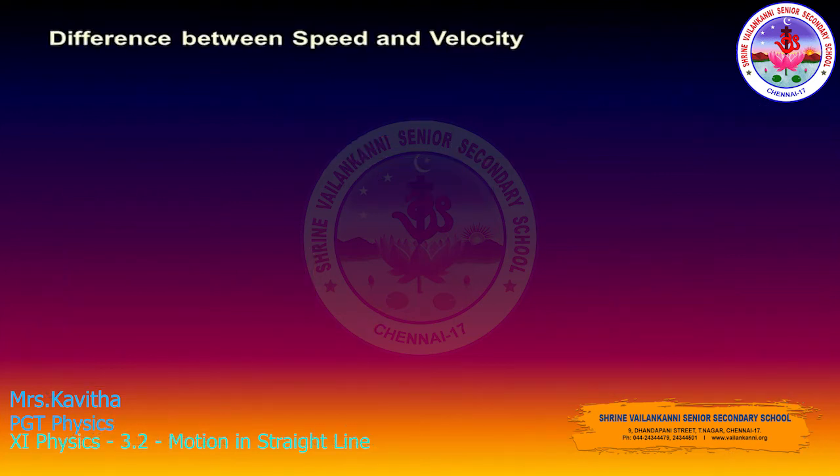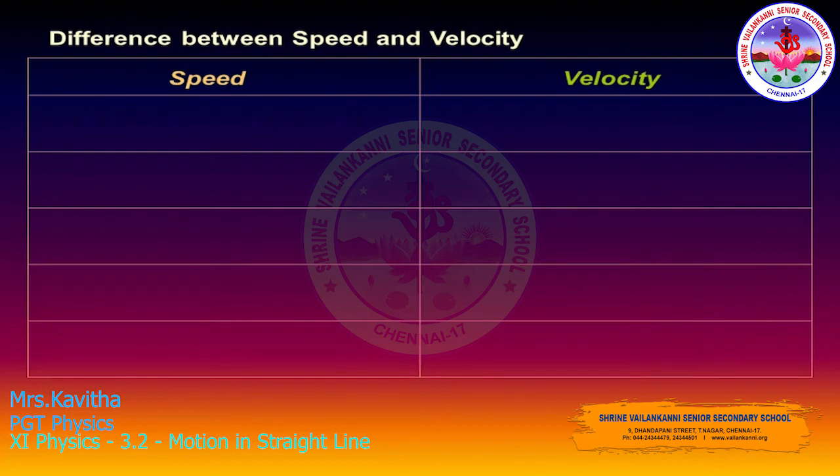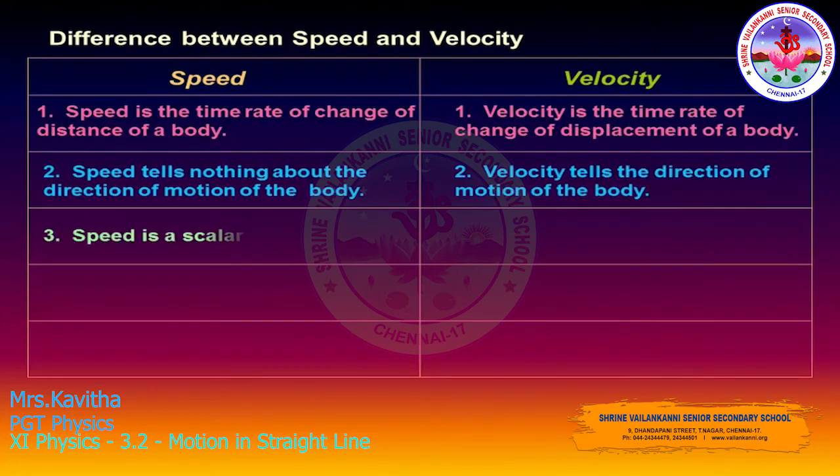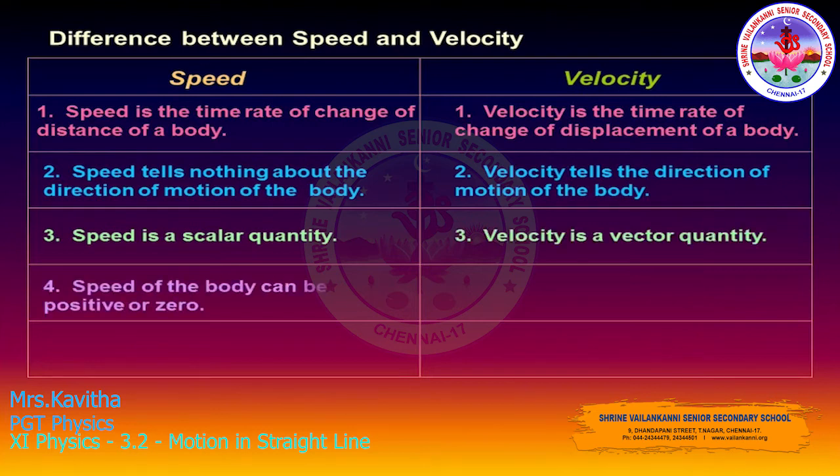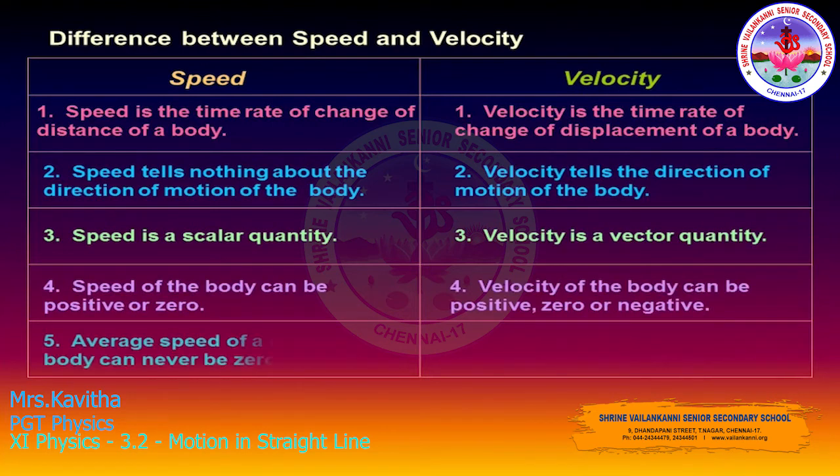Now the next thing you are going to learn is the differences between speed and velocity. So what are speed and velocity? We can see the differences. Speed is the time rate of change of distance of the body. Velocity is the rate of change of displacement of the body. Speed tells us nothing about the direction of motion, only magnitude. Velocity tells us the direction of the motion.